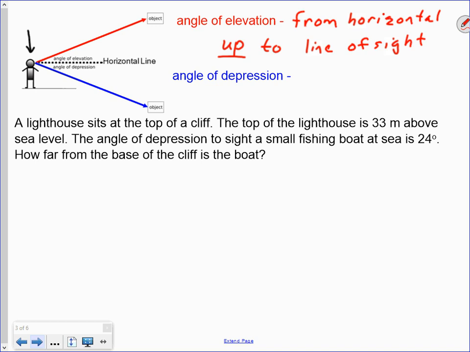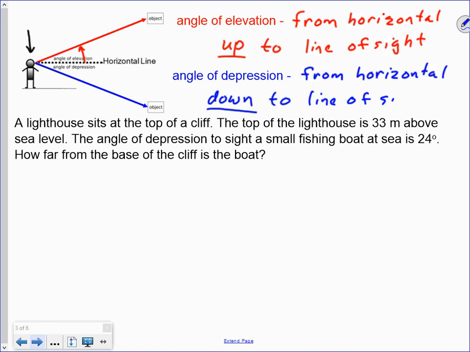So our observer, the angle of elevation is always going to be measured from the horizontal line up here like this, up to that line of sight. The angle of depression, on the other hand, is always measured from that horizontal down to the line of sight. So it's going to be this angle from here down.